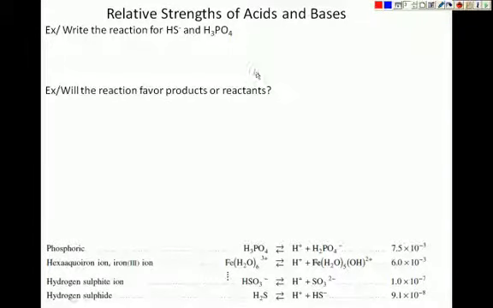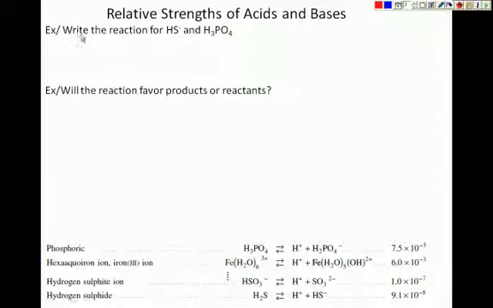Hey, it's Mr. Lum again, and today we're going to be talking about the relative strengths of acids and bases. So we're going to be talking about how we determine, if an acid and a base are reacting, whether it's going to favor the products or the reactants. But first let's take a look at this question we have right here.